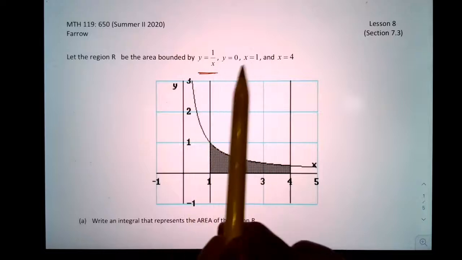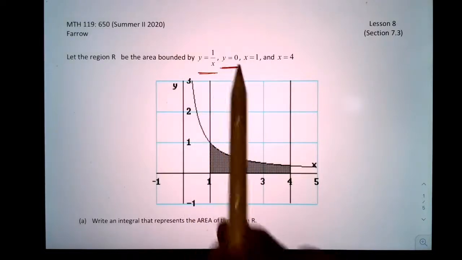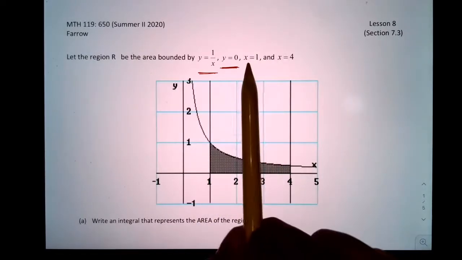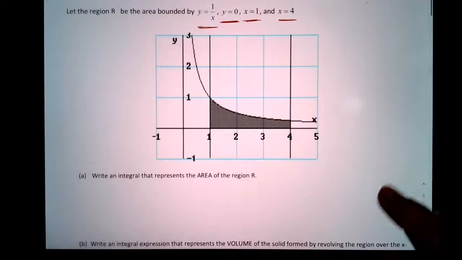There's a rational function. Again, another boundary is y equals 0, otherwise known as the x-axis here. x equals 1, that's a vertical line, and x equals 4. So again, your job in doing any volume question is to first identify the area of the region, which is already shaded for us, which is great. And so we're just running through a couple of things here.